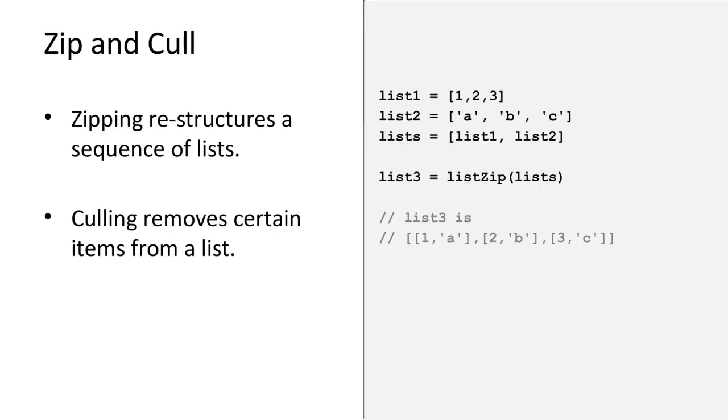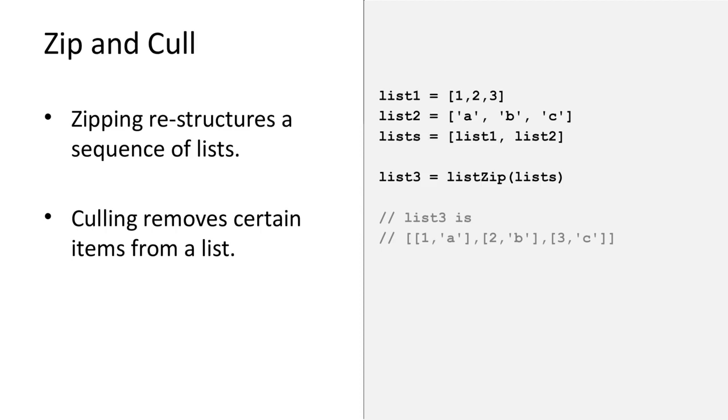Zipping and culling are two operations that you may not have used before. Zipping a set of lists restructures their content. It is easiest to understand by looking at the example. You can think of it as converting rows to columns, or columns to rows. Culling removes items from a list. One version of the cull operation is that it will remove any value that evaluates to false.